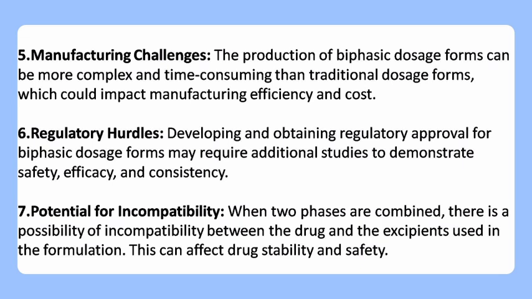Fifth, manufacturing challenges. The production of biphasic dosage forms can be more complex and time-consuming than traditional dosage forms, which could impact manufacturing efficiency and cost. Sixth, regulatory hurdles. Developing and obtaining regulatory approval for biphasic dosage forms may require additional studies to demonstrate safety, efficacy, and consistency. Seventh, potential for incompatibility. When two phases are combined, there is a possibility of incompatibility between the drug and the excipients used in the formulation. This can affect drug stability and safety.